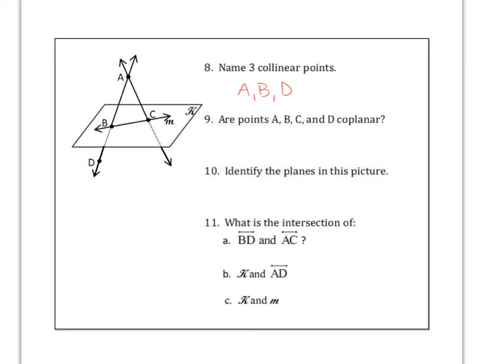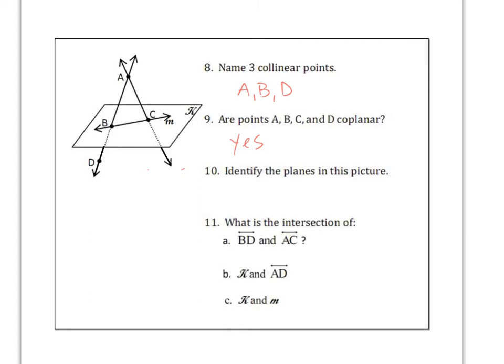Next, are points A, B, C, and D coplanar? Well, they're not all on that flat surface K, but if you can imagine taking like a big piece of tagboard or something and laying it so that it could possibly touch all of these at the same time, is it possible to have a plane touch all of those 4 points? It's kind of a trick question, but the answer is actually yes. They are coplanar. Even though they're not on plane K, they are on their own flat surface. Again, kind of a trick question.